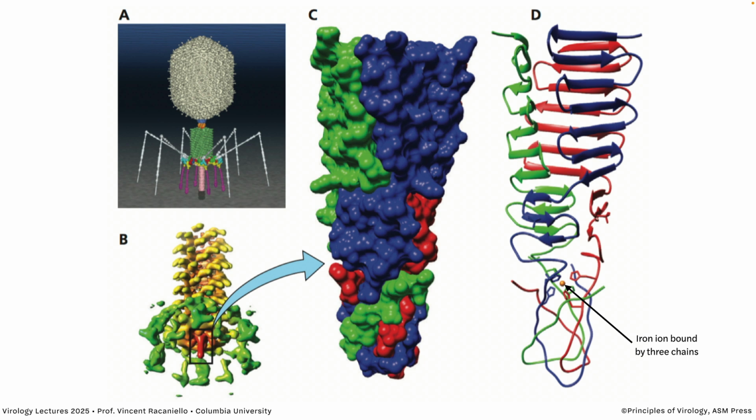And in this particular spike structure, you can see, so here is the spike, and in the middle, panel C is the actual structure of the spike. It's a trimer of 3 different proteins, green, blue, and red.